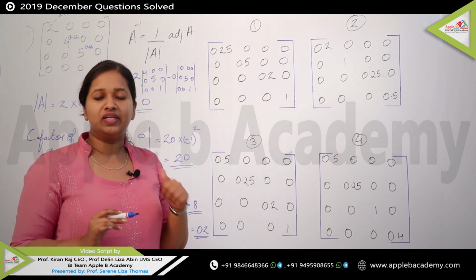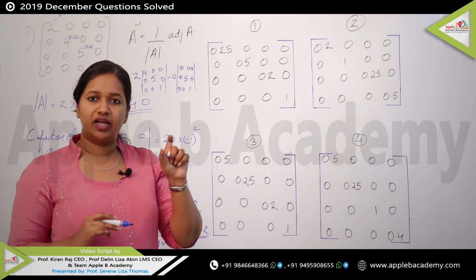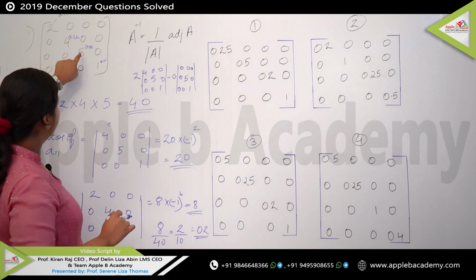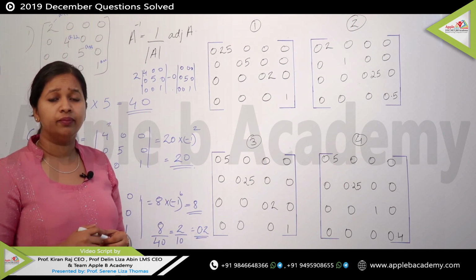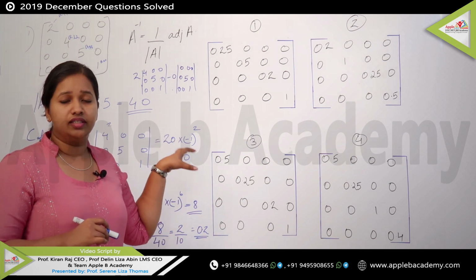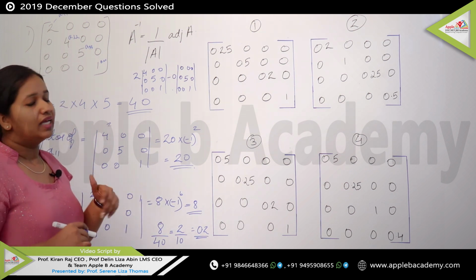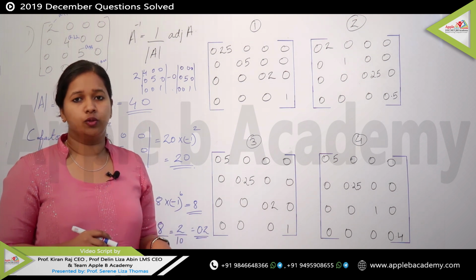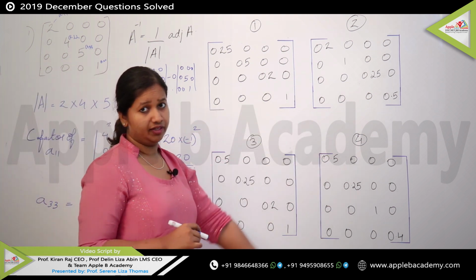Since this is a diagonal matrix, in order to find the determinant, we just multiply the elements in the diagonal. So here the determinant is 2 into 4 into 5 into 1, which is 40. Now we need to find the cofactor of this matrix in order to find the inverse. We know that adjoint is the transpose of the cofactor. So first we need to find the cofactor. Now, look at the options. These are the 4 options available.